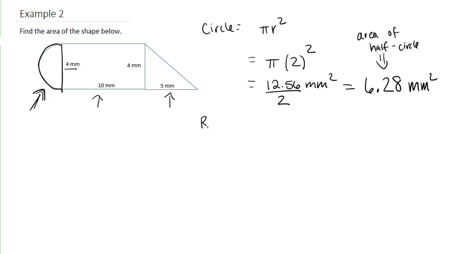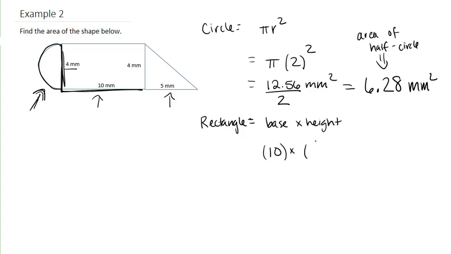Next, let's find the area of a rectangle. So this is base times the height. So our base is 10 and our height is here, which is 4. So this is equal to 40 millimeters squared.